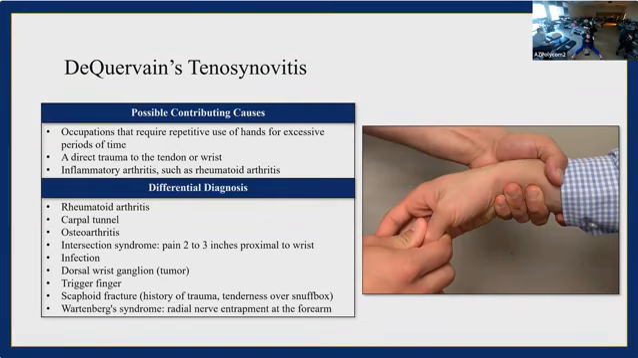And your differential includes a lot of different things for this. So rheumatoid arthritis, carpal tunnel, osteoarthritis, intersection syndrome, which we'll go over in a second here, infection, like a rheumatic infection, dorsal wrist ganglion.